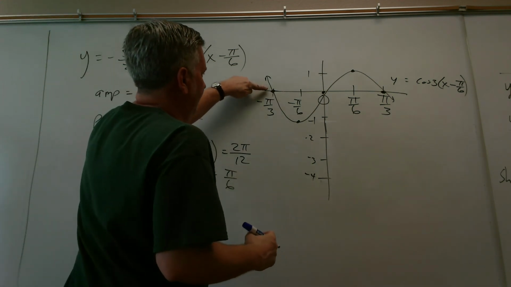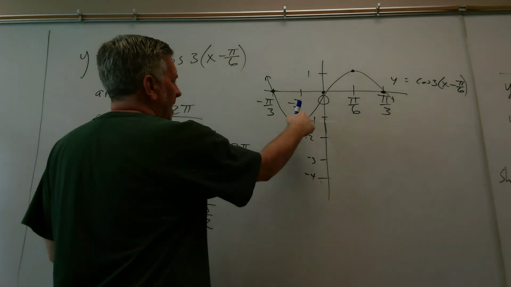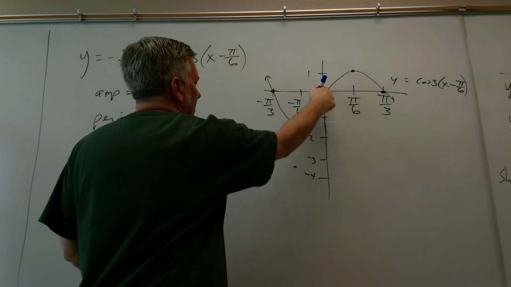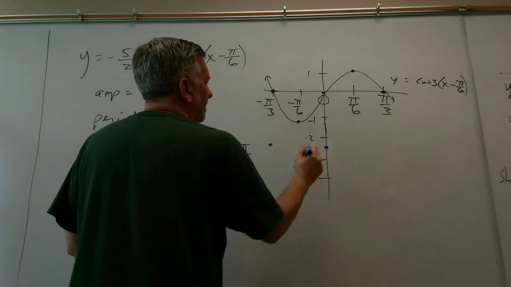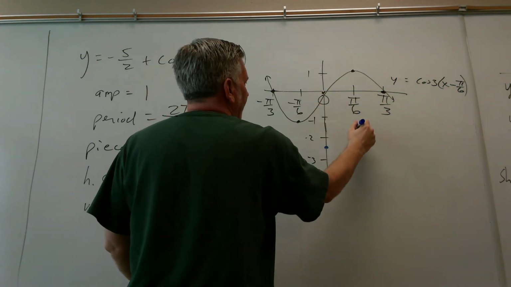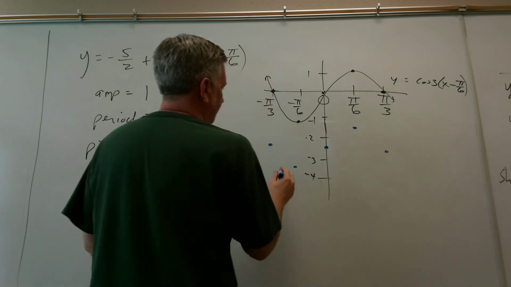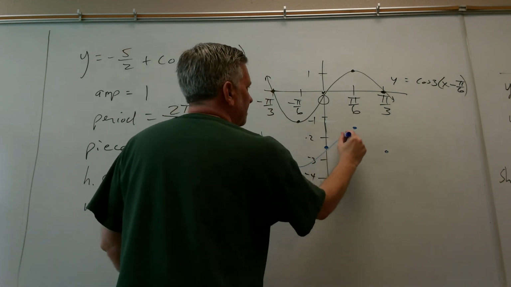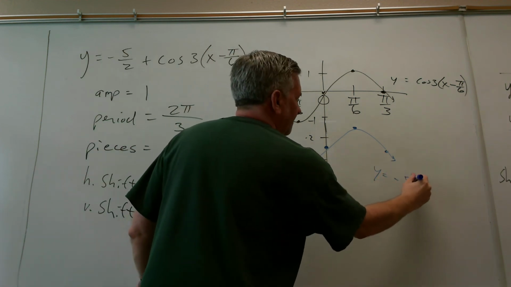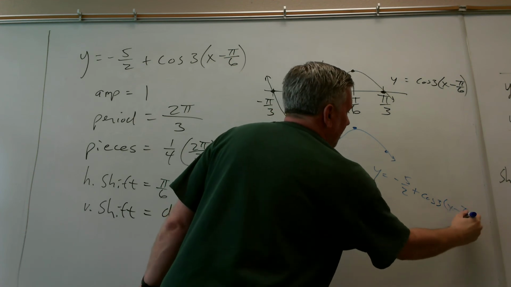So 2.5 down here is going to be here, 2.5. From -1, it's going to take me down to -3.5. 0 takes me down to -2.5. 1, if you go down 2.5, that's 1, 2.5. That puts me here, and then 2.5 down there. So it does this. So this is y is -5/2 plus cosine of 3 times x minus pi/6.